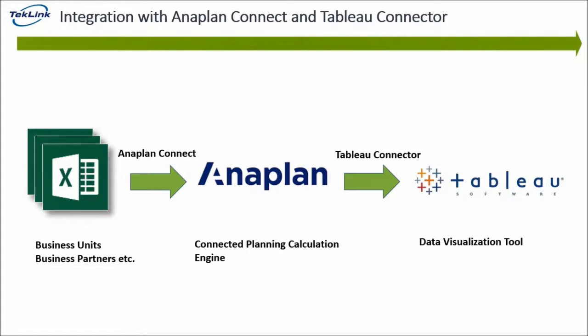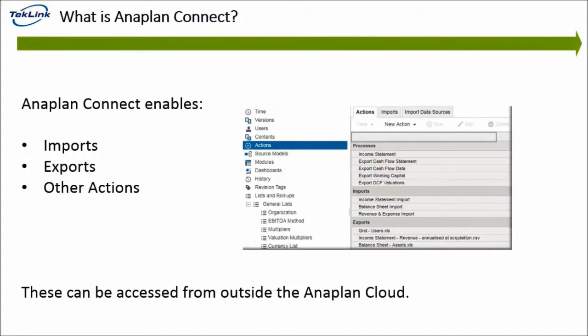So to start off, what exactly is Anaplan Connect? Anaplan Connect is an interface that enables an Anaplan administrator to automate imports, exports, and other actions from outside the Anaplan cloud. In addition, a scheduling tool can be set up to run the action from the desktop. And I'm also going to preface the rest of this presentation by saying if you don't have Anaplan Connect downloaded, be sure to go on the Anaplan community and download the files as well as the quick start guide.